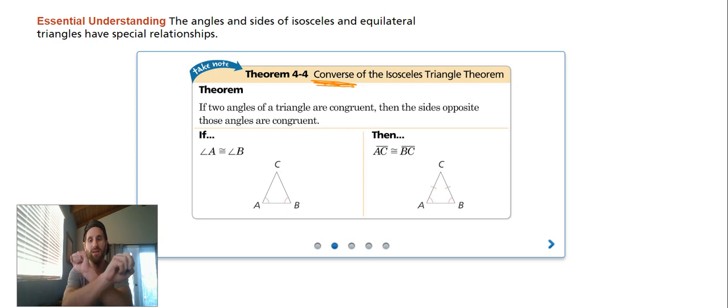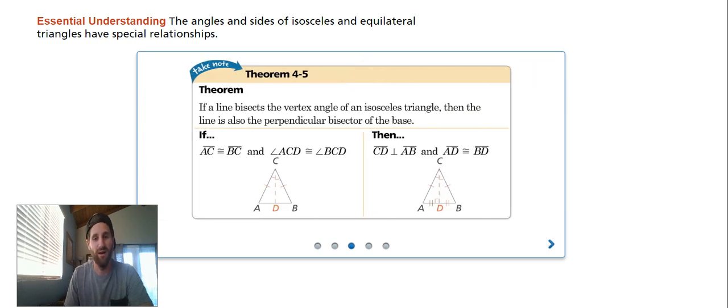You can see my hands. Before, we had if two sides were congruent, then the two opposite angles were congruent. Now we're saying if we have two angles of the triangle congruent, then the two opposite sides are going to be congruent. So it's just the converse. You guys can make it a little bit shorter, but pretty easy. You have those two theorems back to back. Let's go ahead and take a look at a couple more things.